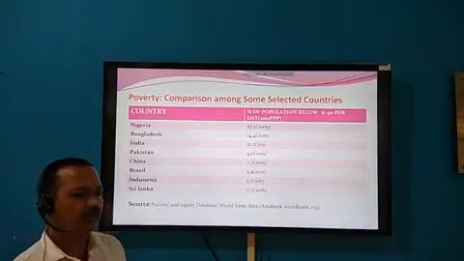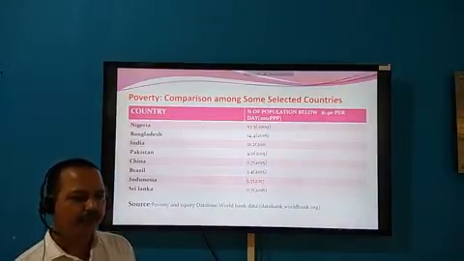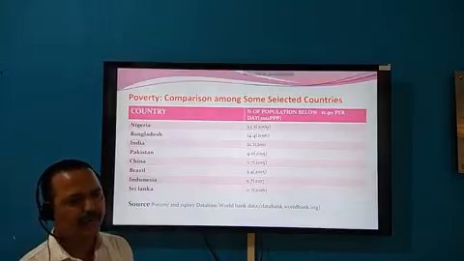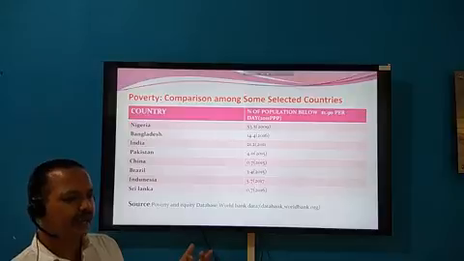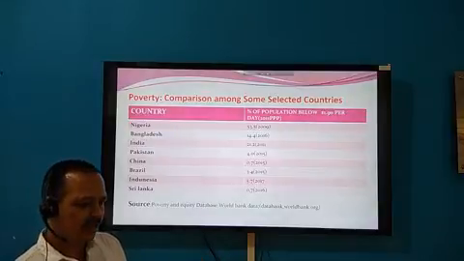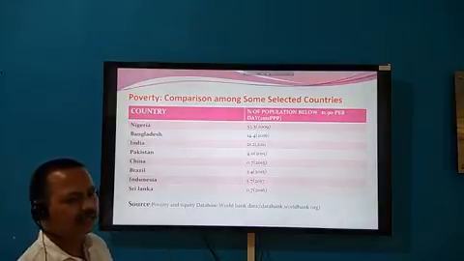Here you see some data given regarding the percentage of population below poverty line of some selected countries: Nigeria, Bangladesh, India, Pakistan, China, Indonesia and Sri Lanka. So these are the data you see.